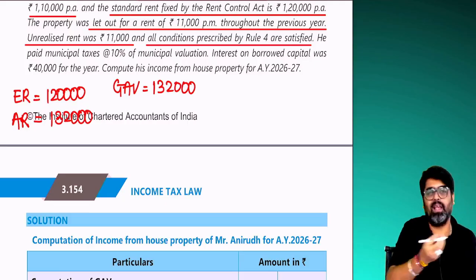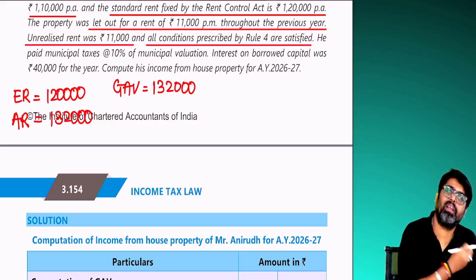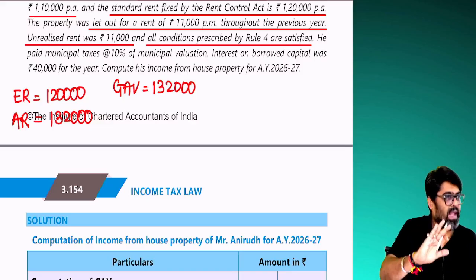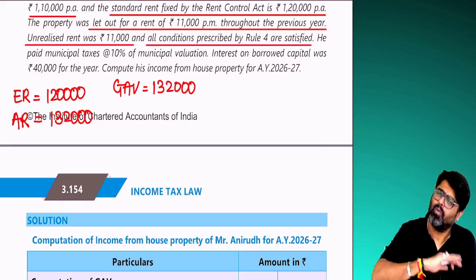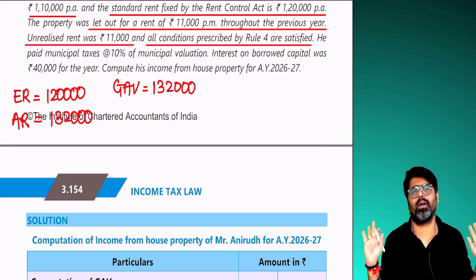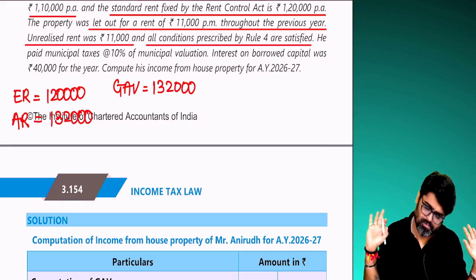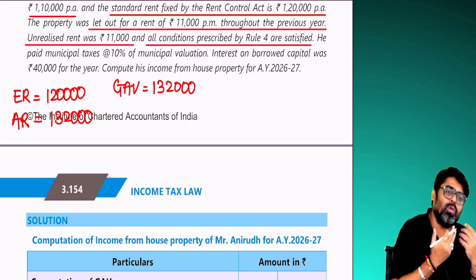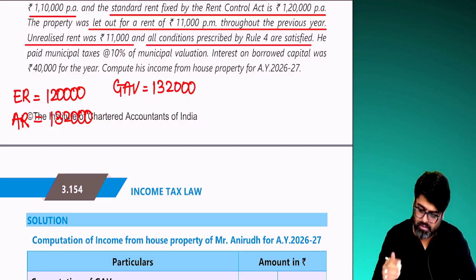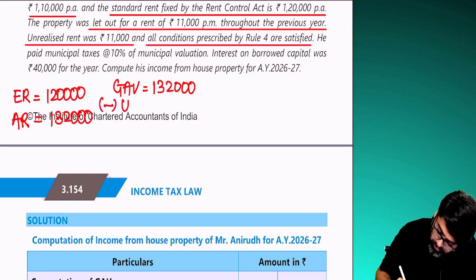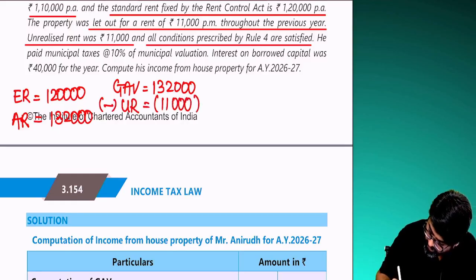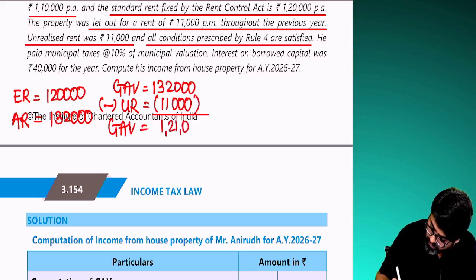But see how your examiner, he is very sweet fellow, very sweet. If the examiner gives you a question like this, all the conditions of rule 4 are satisfied. So can you reduce the unrealized rent? So reduce the unrealized rent from your GAV. How much was that? So can you have final GAV now? That is 1 lakh. Yes or no?